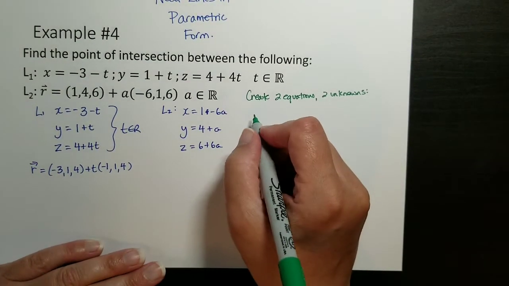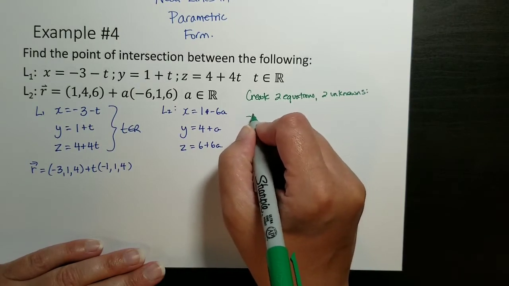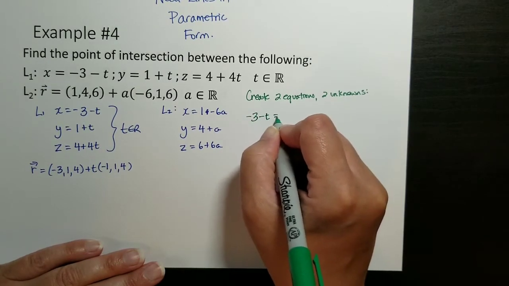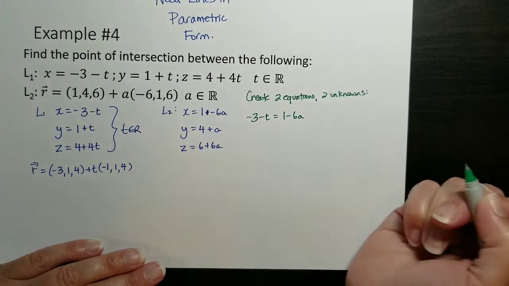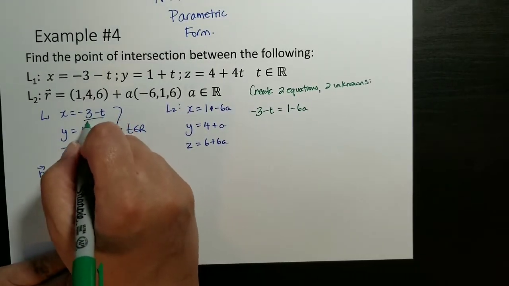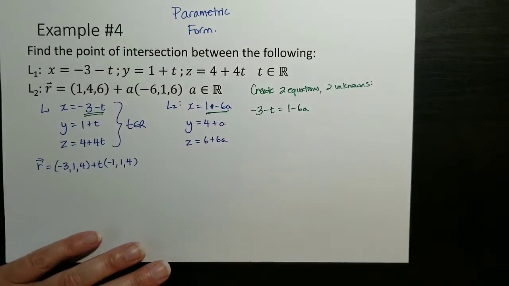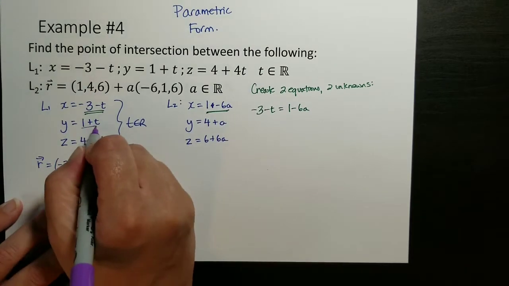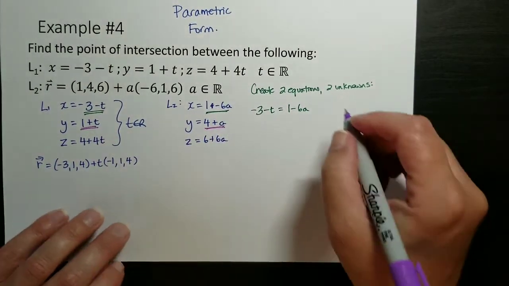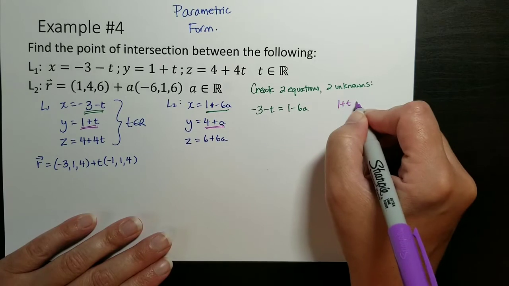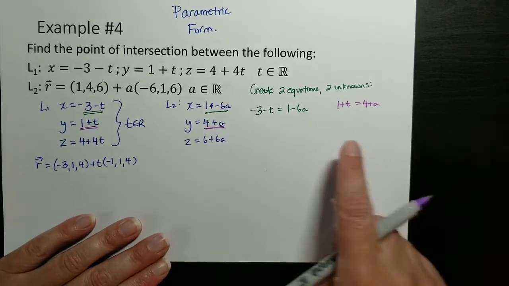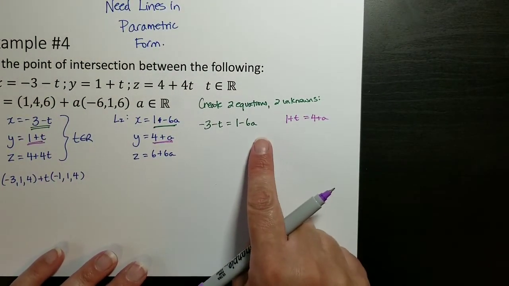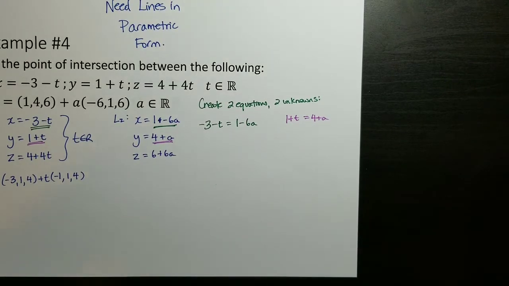So I'm going to create an equation with the x's. So I have negative 3 minus t equals 1 minus 6a. So just kind of coming from there and there to put that equation together. And then I'm going to create an equation with the y's. And 1 plus t equals 4 plus a. And you can solve this, like now we're into grade 10 substitution and elimination. You can solve that any way you want.